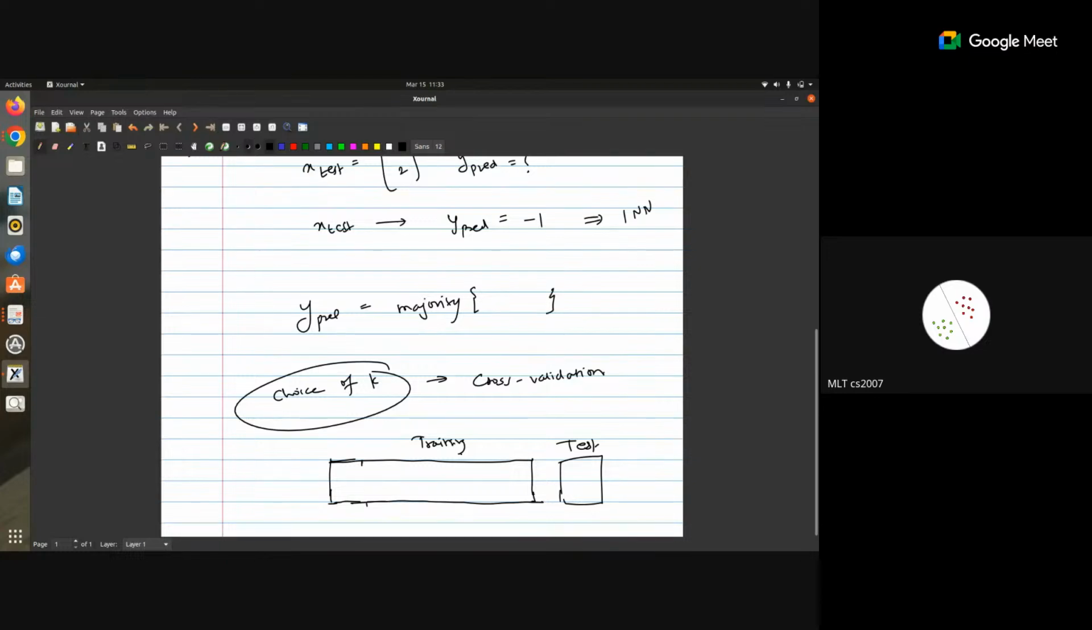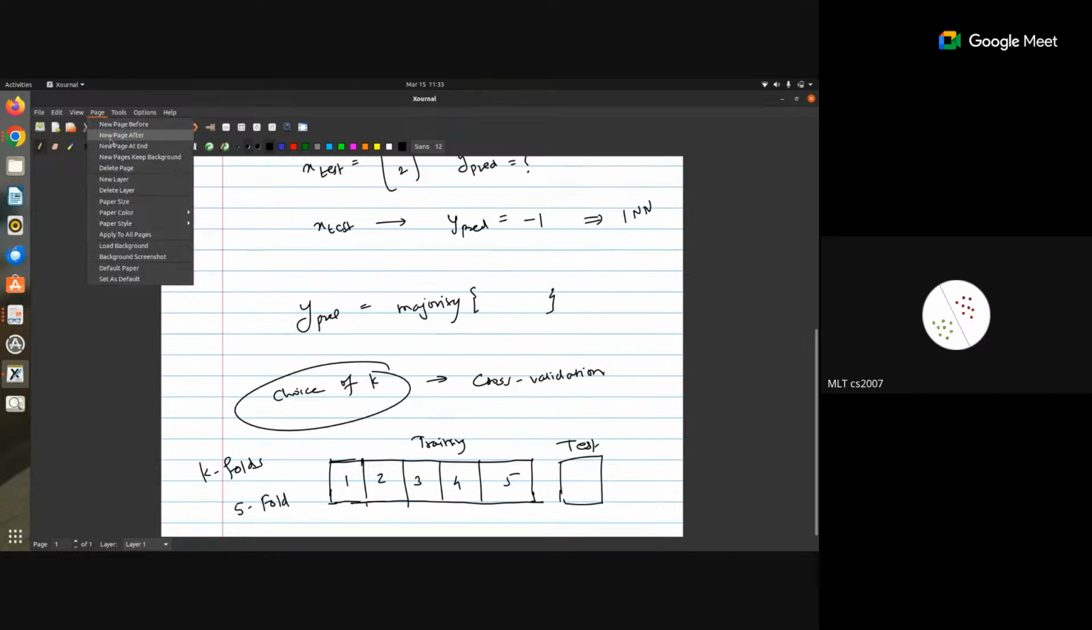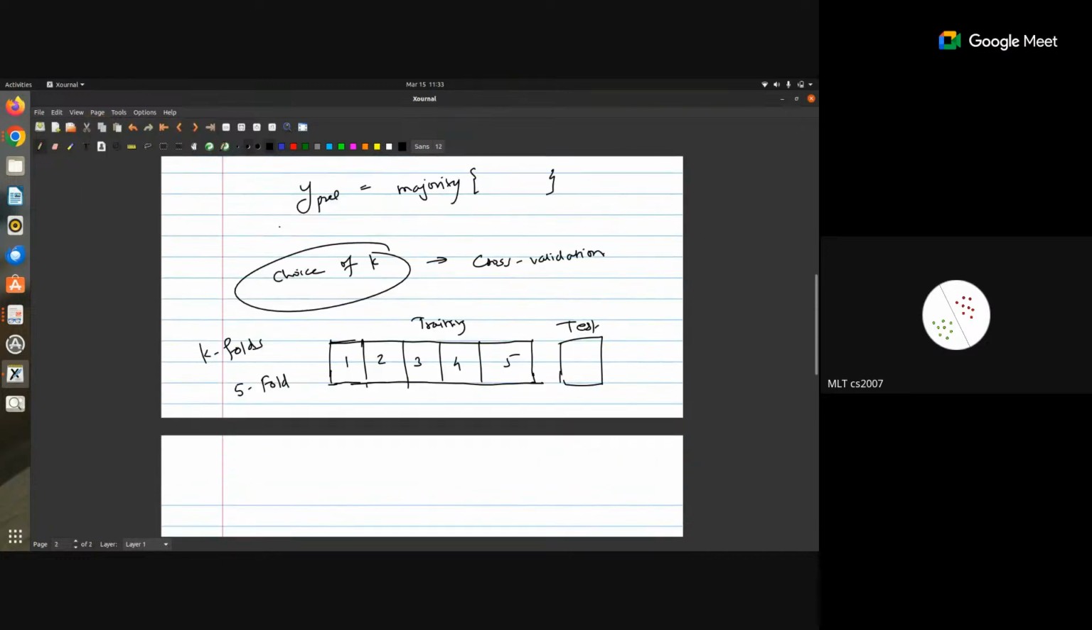But to have confidence in our model, or to avoid whatever bias is there in the data set, what you do is divide your data set into k folds. So let's say it's 1, 2, 3, 4, and 5. In this case, this is 5 fold. You break down this data set into, let's say, 5 folds.